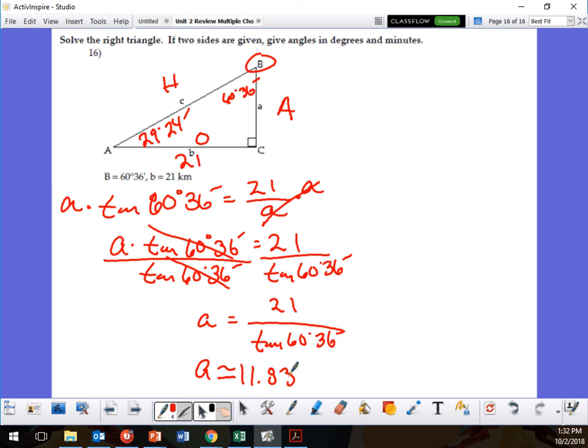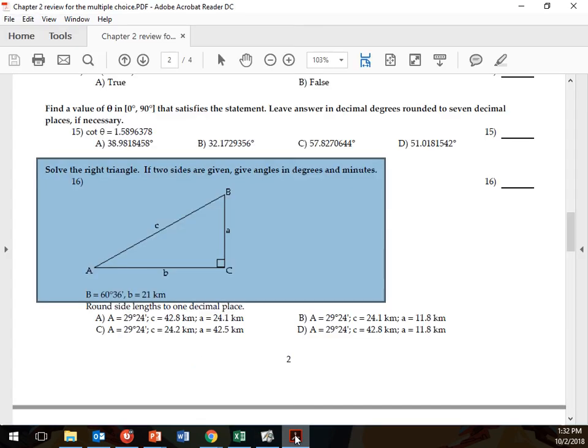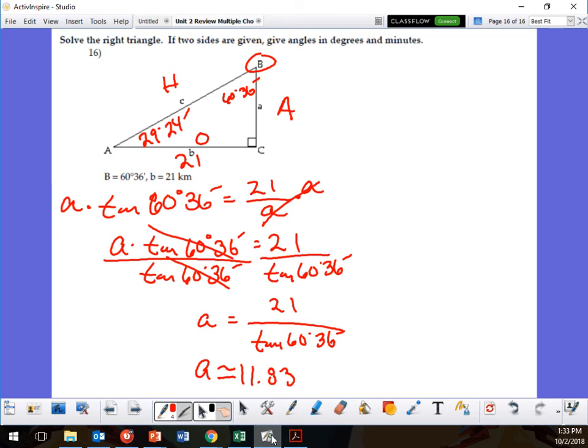Okay, so now let's see if I can get away with actually not solving all of them. So we say A is this, and little a is 11.83. So let's go look at the test. A is 29 degrees, 24 minutes. Little a is 11.83, but it'd be 11.8. Yeah, we're still going to have to find C, right? That's fine, but in some of the problems, you're able to actually skip it. So we're still going to have to find C now. So let's go back and find C.